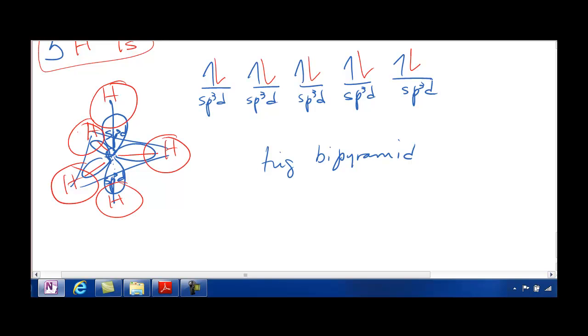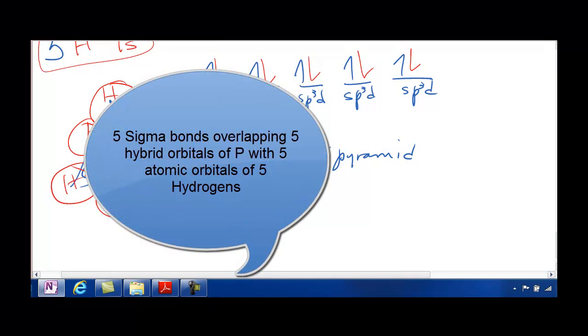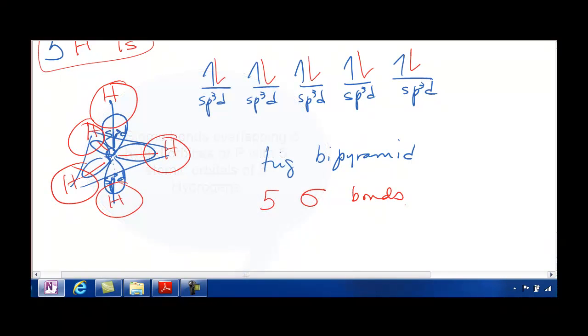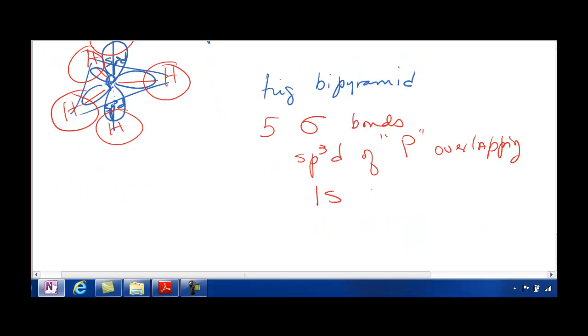Okay, these are all sigma bonds. So I have 5 sigma bonds, very strong overlap, head to head. And each one of them is an sp3d of phosphorus overlapping with a 1s of hydrogen. So that's an sp3d, another one, and I have 5 of them. Are you okay with me so far?